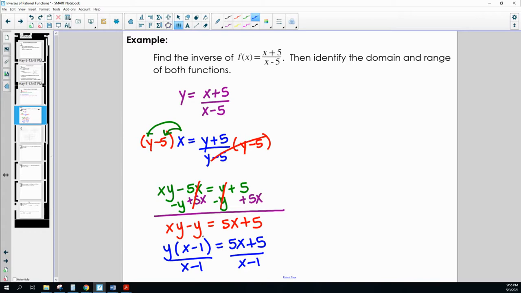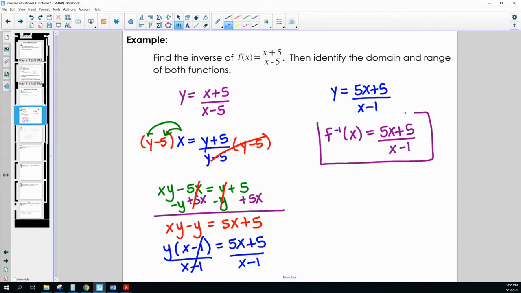These will cancel out, and we end up getting y equals (5x plus 5) over (x minus 1). And our last step is just to change the y to f inverse. So we're going to say f inverse of x is equal to (5x plus 5) over (x minus 1). And this would be my inverse function.